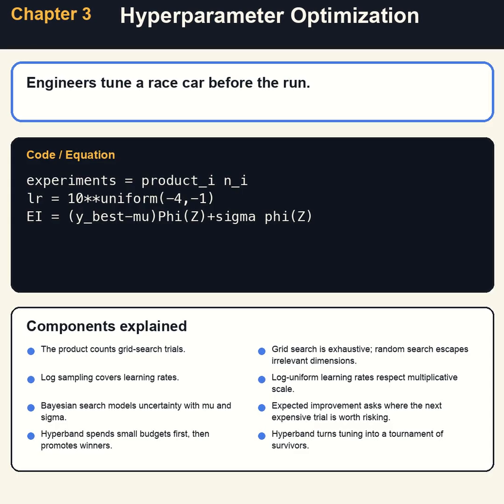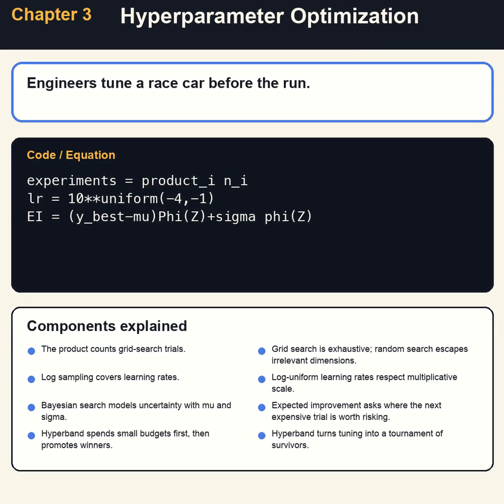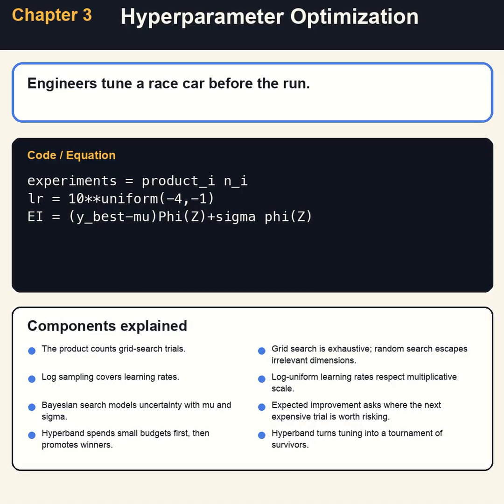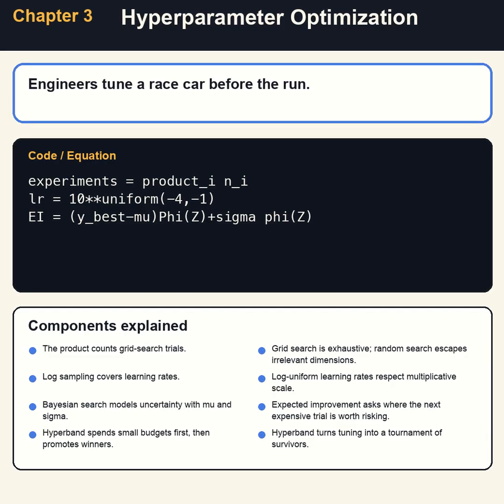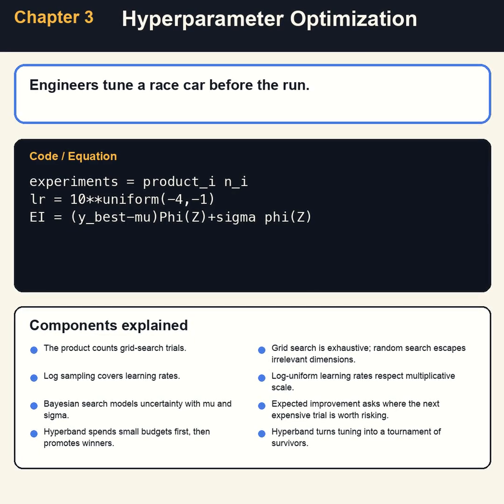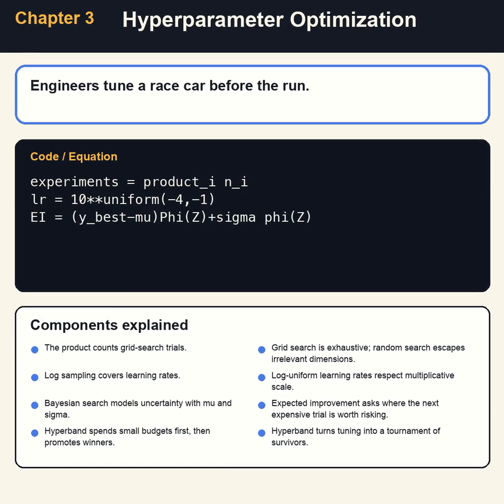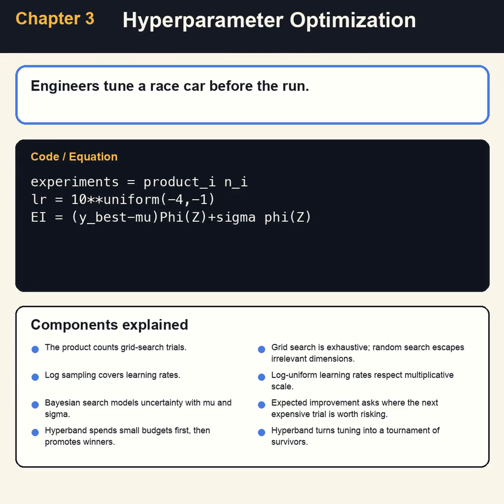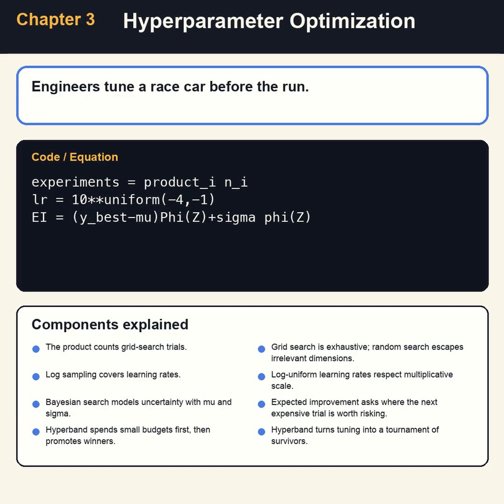Hyperparameter optimization. Real-world analogy. Tune a race car before the run. Tire pressure, suspension, and gears matter differently, and testing every combination would take too long. Grid search multiplies every option, so it gets expensive quickly. Random search samples important dimensions better. Bayesian optimization uses expected improvement, and hyperband avoids wasting full training runs on weak settings.